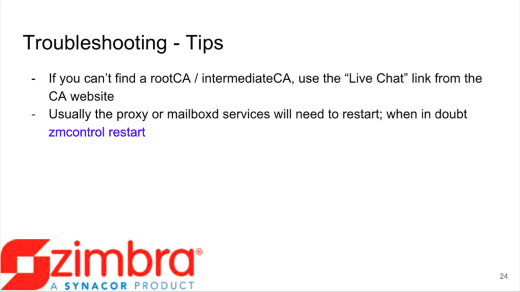And if you can't find the root CA or intermediate CA, usually on sites like DigiCert, they have this live chat link. You can use that to find out where to find the root and intermediate. I think it's fair to say that they don't make it very easy to find those, at least DigiCert. GoDaddy is actually pretty easy to install. They're usually pretty good about sending the root or intermediate.